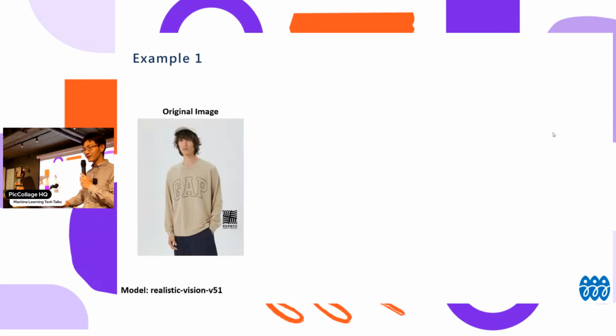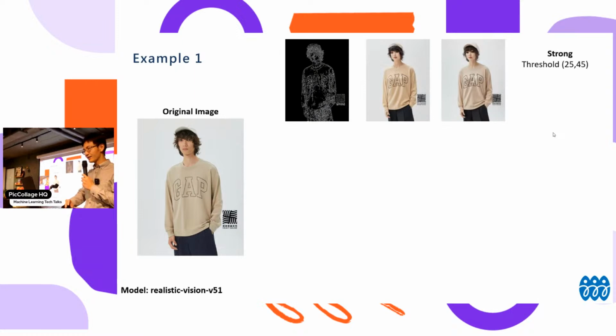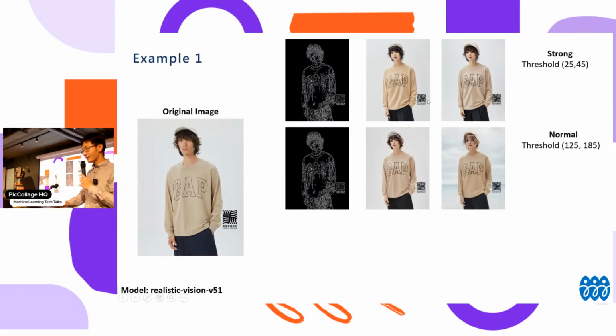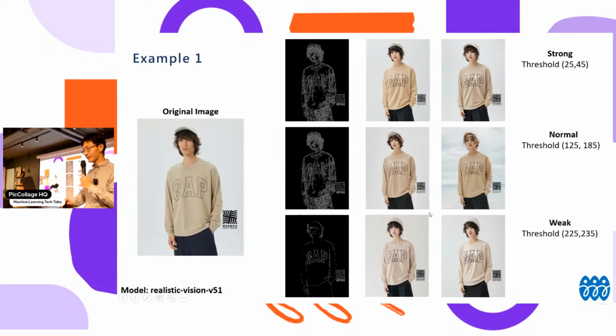And when we test it with the human one, such as this photo, which is quite a simple process, we can find that actually it's quite precise. Like this one, the strong one is also precise, the normal threshold is also precise, and the weak threshold is also precise.